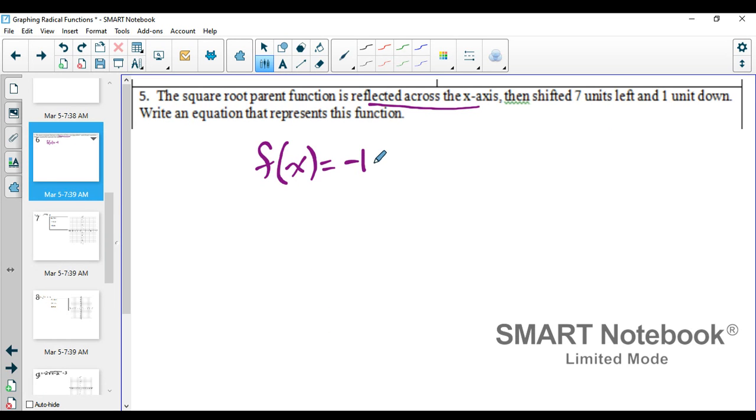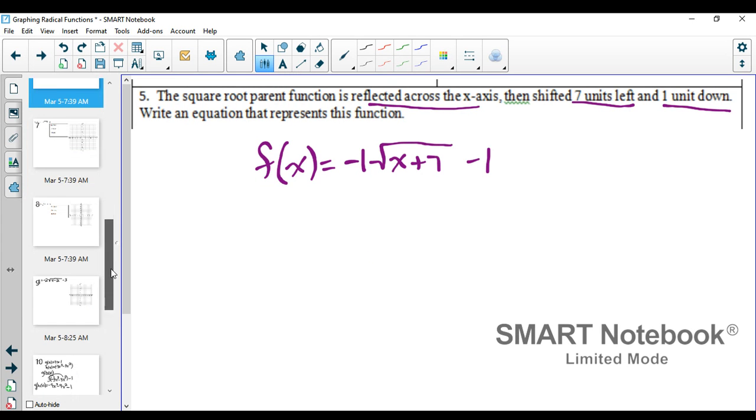And then the square root, so we know it's just the square root, and then x has to go under here. And now h is the left or right, so we're going to look at this. So it's shifted 7 units to the left, which means it gets the opposite sign. So left is normally negative, but underneath here it becomes positive. So it's going to be +7. And then k, which is outside of here, is the up or down. So 1 unit down means we're going to subtract 1. And then there is the equation that represents that function.